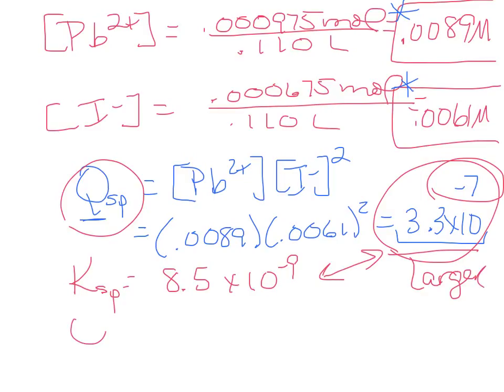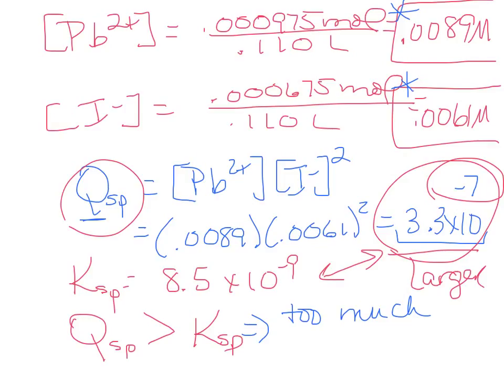So what that means is that Qsp is larger than Ksp. What does that mean? That means that we have too much product, in this case the ions, too much of the ions dissolved. And that means that we are going to get a precipitate.